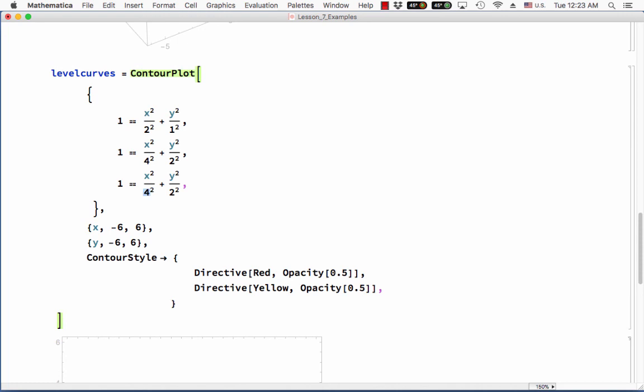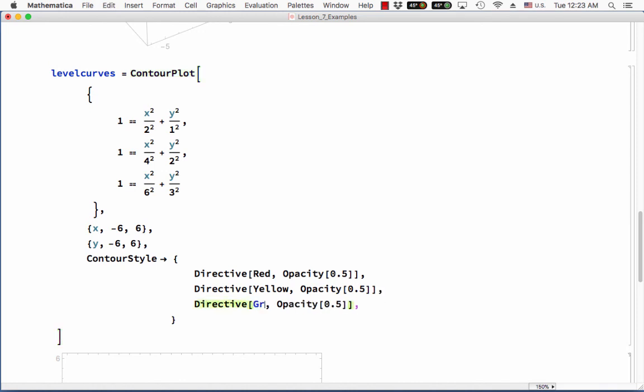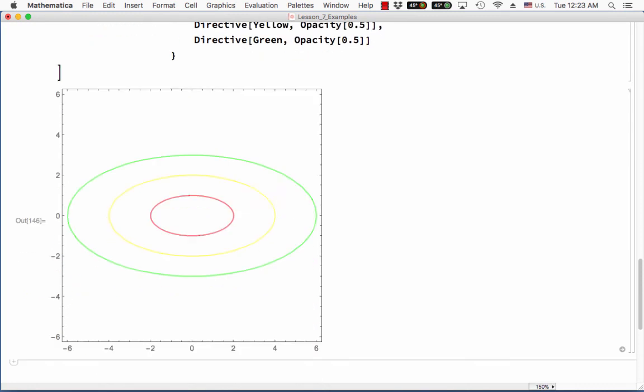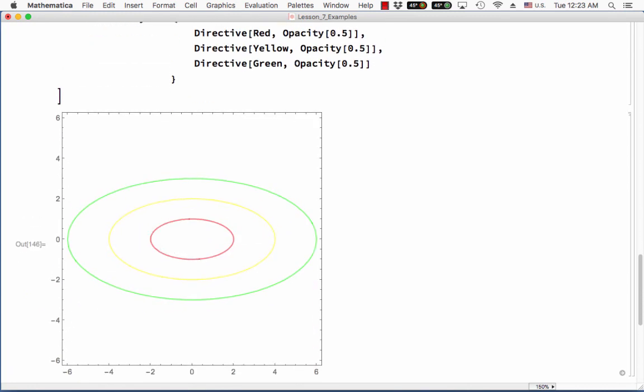Okay, so this is 6, and then this is 3. Let's go ahead and close this one. And then the last one, of course, would be green. Okay, ready? So we have this red, yellow, and green. These are what we call level curves.